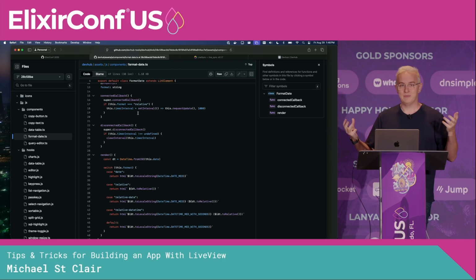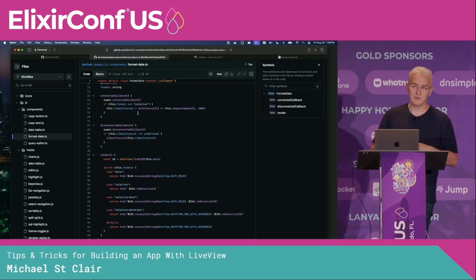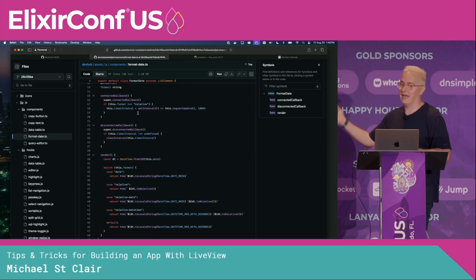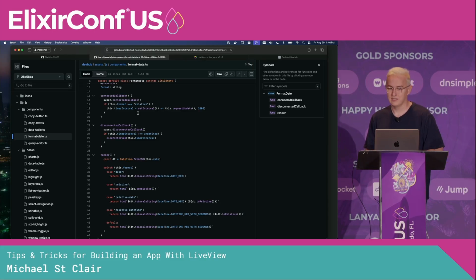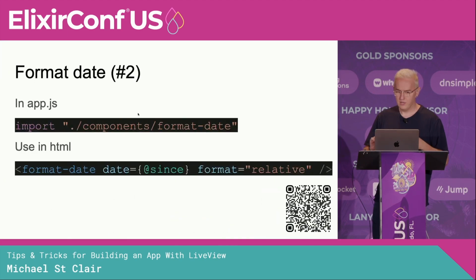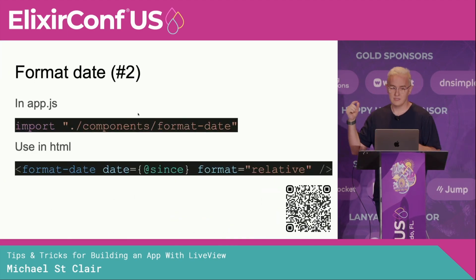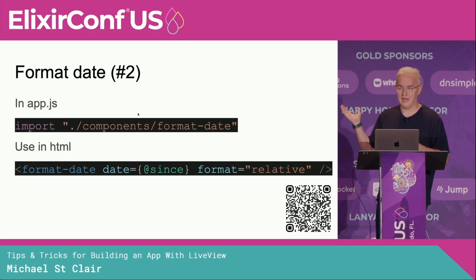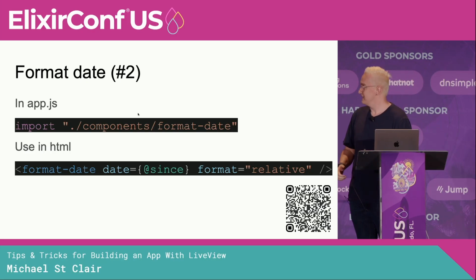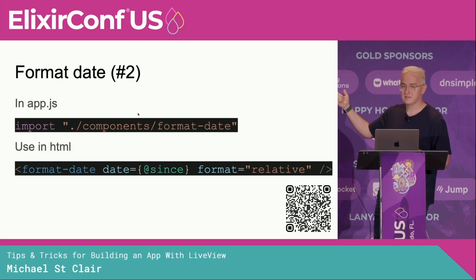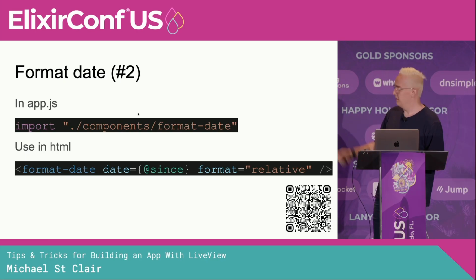So yes, you could implement something like a hook where you send the time zone up to LiveView and then you can process everything. But I think it's just easier to send the raw data down and let the browser actually process it. So to use web components, as I said, it's really easy. Once you write that web component, you would just import it into your app.js file. And then in your HTML, you just use the custom element. So in this case, format-date, you pass in your assigns for your date attribute and then a format attribute.